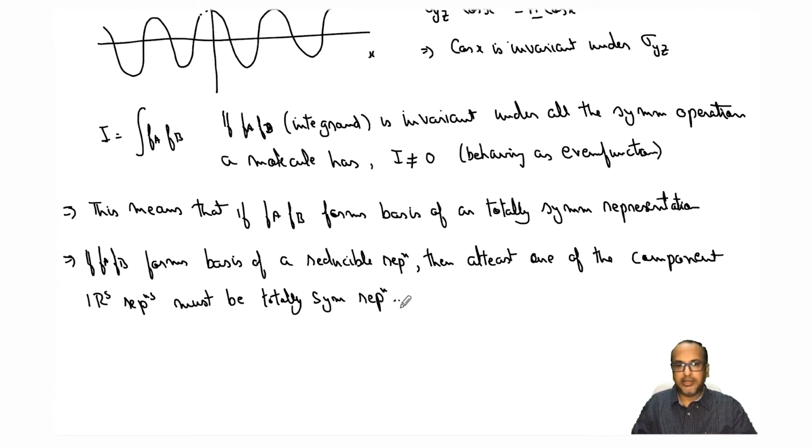And in that case, I will not be equal to 0. Right? So either it should form the basis for a totally symmetric representation, or it should form the basis of a reducible representation, which in turn should contain at least one IR representation. Okay, so when would that be? So let's say FA forms the basis of tau A and FB forms the basis of tau B, right?